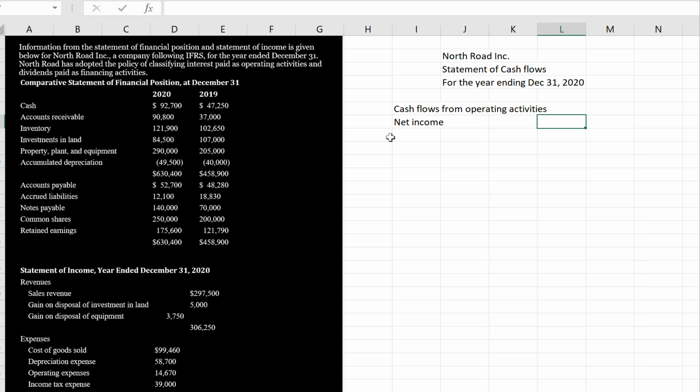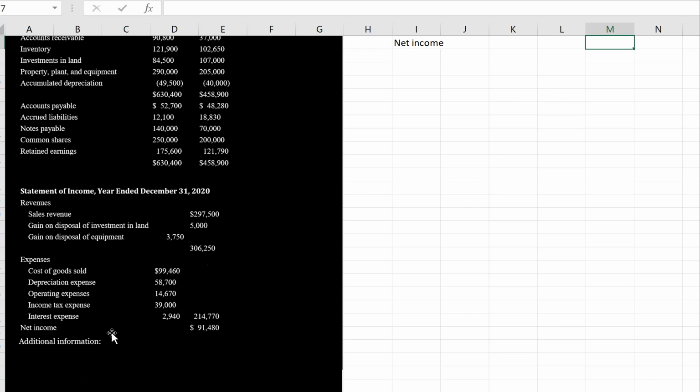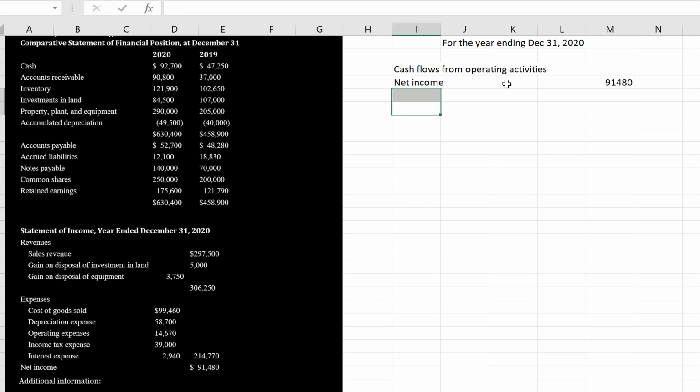So let's find that number. So I've got net income here on the statement of income. At the bottom I can see net income is $91,480. Okay. So the next thing I'm going to have is a line that says adjustments to reconcile to net cash from operating activities.